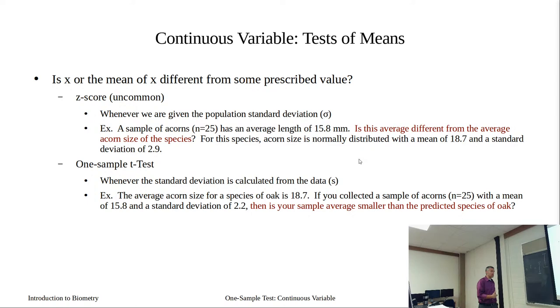The difference between these two comes down to that population level standard deviation. If we know it, then it's a Z-score test. If we don't know it, it's a t-test. All right? The other aspect is how I phrase the question. In that first question, I asked, are they different? In the second question, I asked, is our sample average smaller? All right? Those are two very different questions.